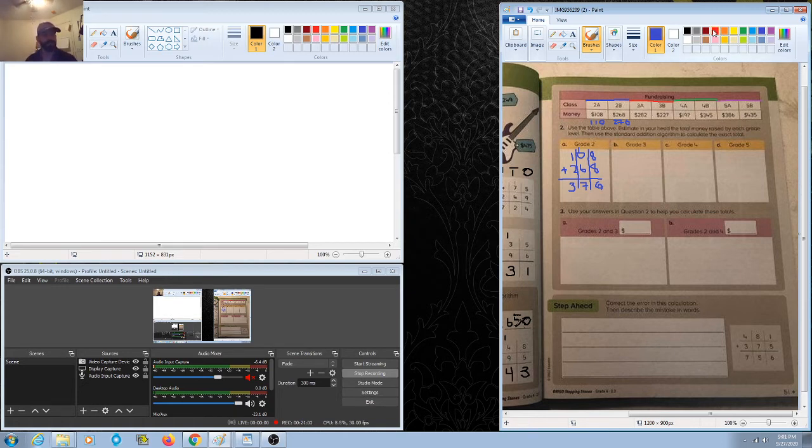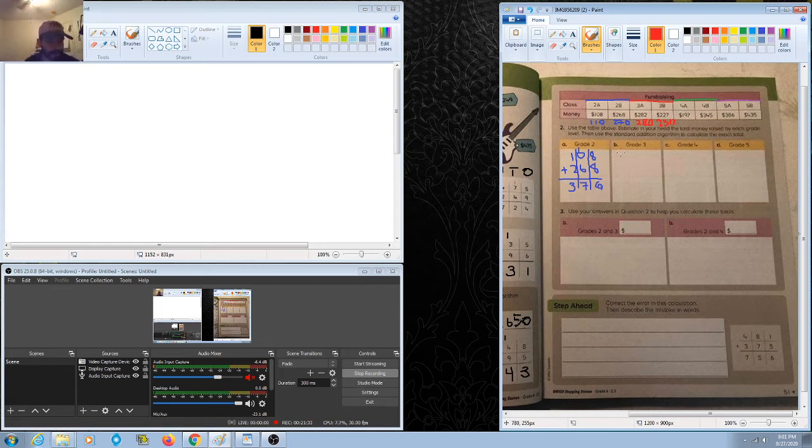Alright, let's look at the next grade level, which is third grade, which will be 282 will round to 280, 227 will round to 230. 280 plus 230 is going to be, sorry, this is a 2. So 280 plus 230 is going to be 510.